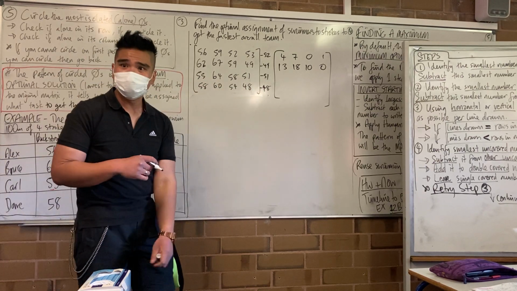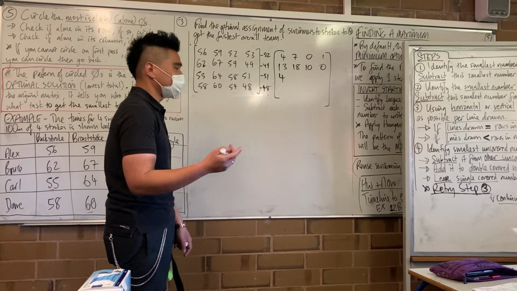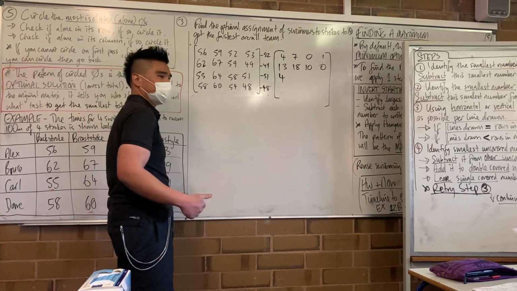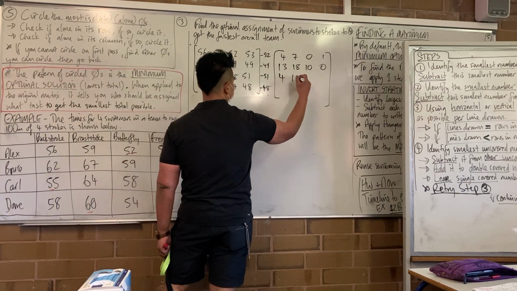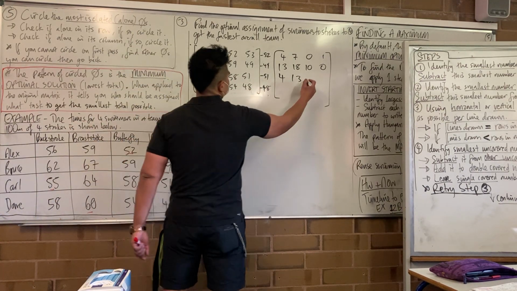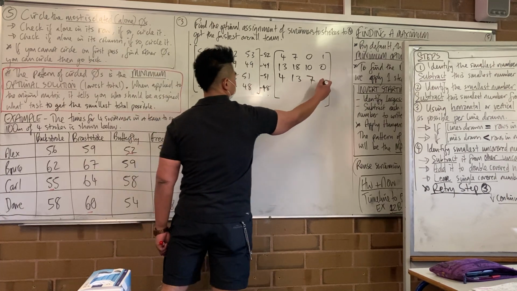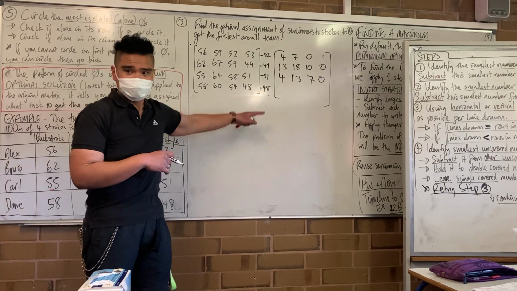55 take 51. This is a bigger one, so I'll do my little technique. 51 to 61 is 10. 61, 62, 63, that's 13. 58 take 51. 51 take 51, 0.